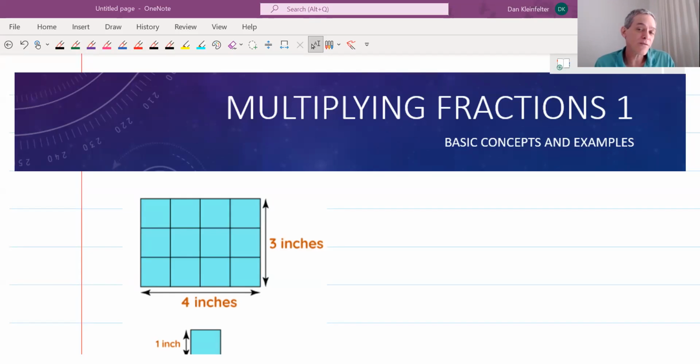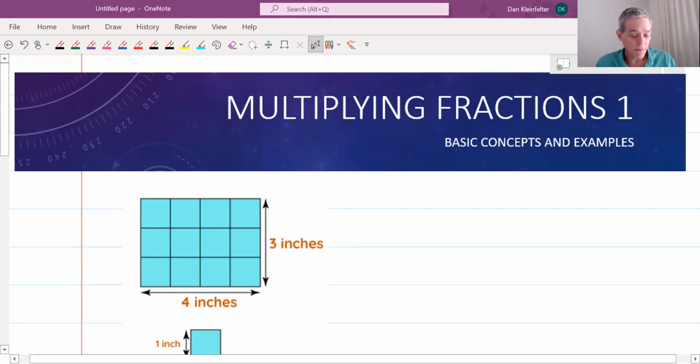Welcome back. In this video, we're starting to look at how we do multiplication of fractions. The focus in this video is on some basics and some introductory ideas that will help us develop how it is that you actually do multiplication of fractions. The first thing that we need to look at is how you find the area of a rectangle. So that's where we're starting.